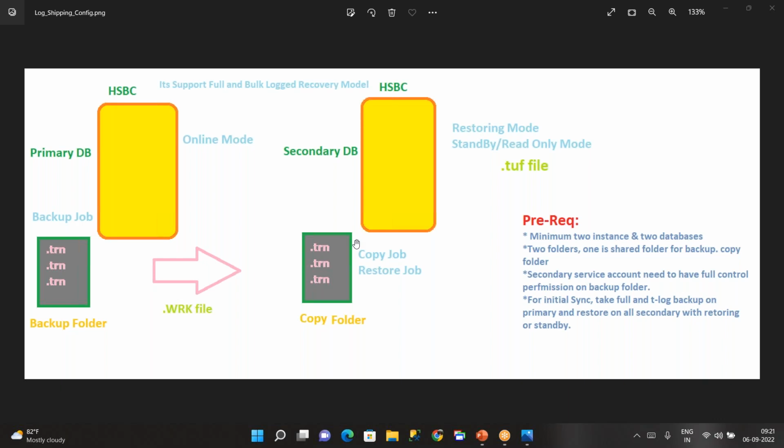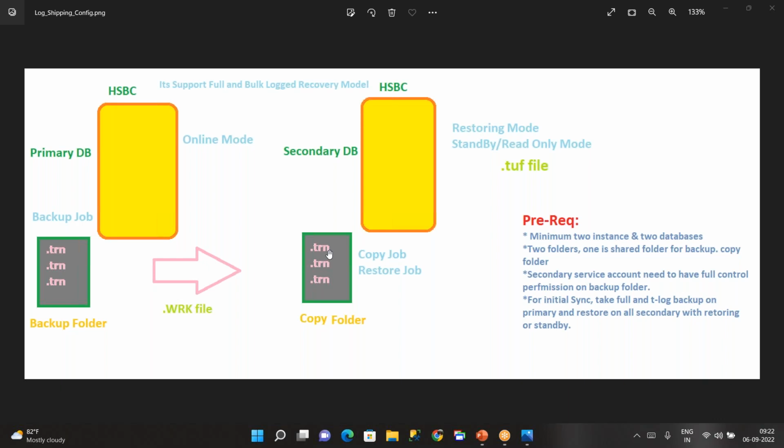Subbu, one doubt. Suppose I am having multiple secondary servers. Okay, let's assume 4 secondary servers. As per this mechanism, it will create the copy job and the restore job. Suppose I have 4 secondary instances. For each instance, it will create a copy and restore job.